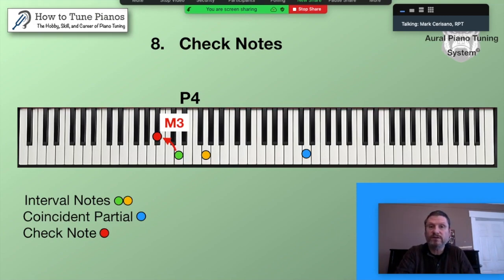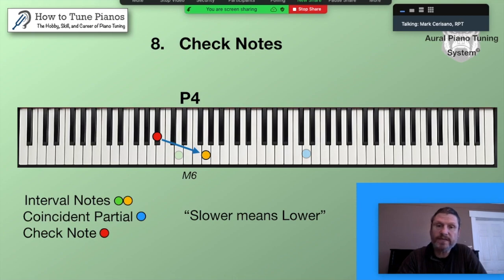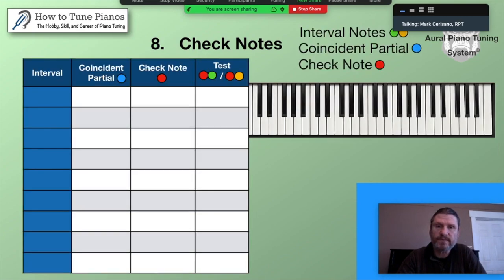Coincident partial, perfect fourth, major third below the bottom note. And we just play that coincident partial with each interval note, listening to the beat speeds produced at the coincident partial and compare. Slower means lower. So I'm going to go through all the common intervals that we can use to tune the piano. I'm not telling you how to use them, but I'm telling you what they are.